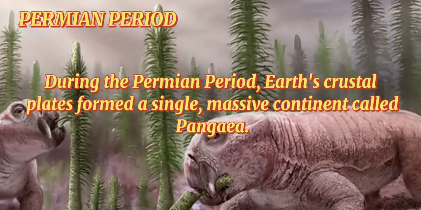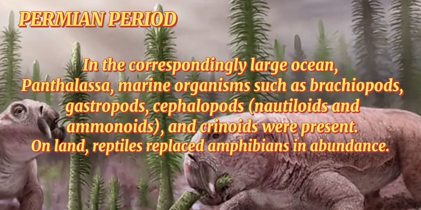During the Permian period, Earth's crustal plates formed a single, massive continent called Pangaea. In the correspondingly large ocean, Panthalassa, marine organisms such as brachiopods, gastropods, cephalopods, nautiloids, ammonoids, and crinoids were present. On land, reptiles replaced amphibians in abundance.